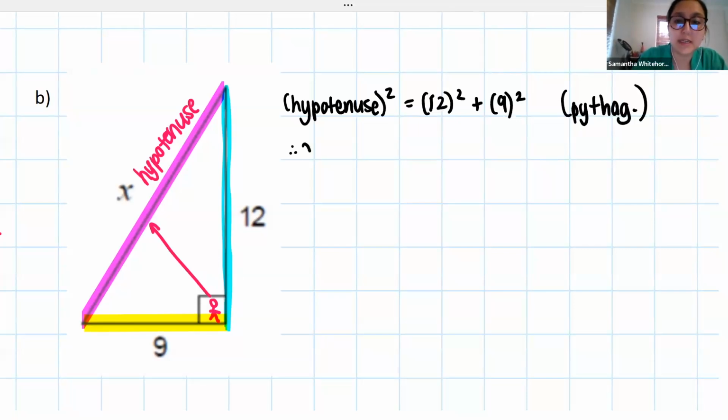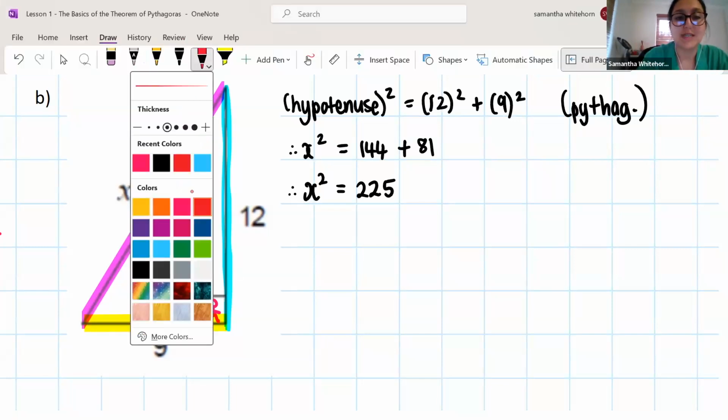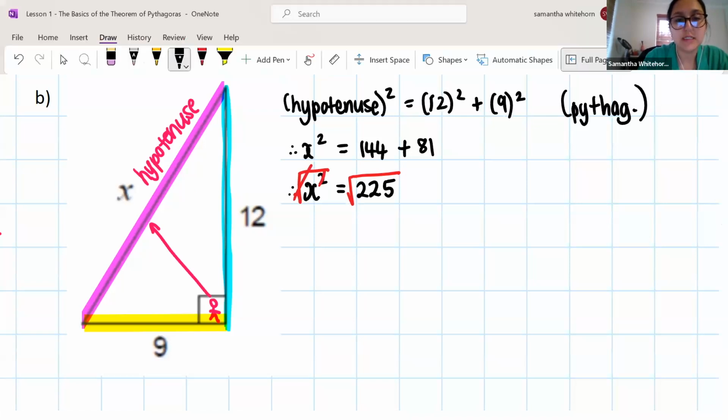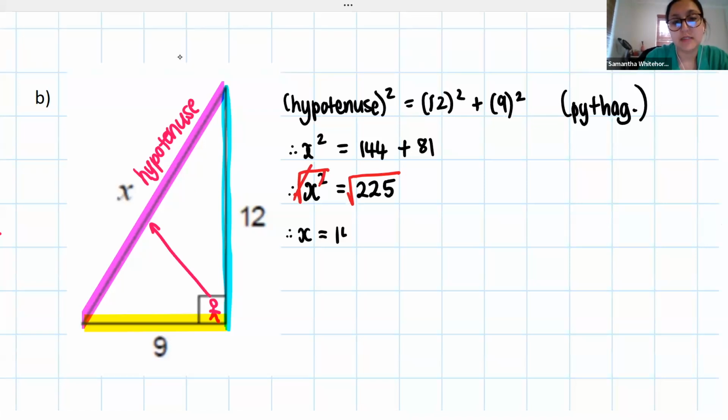Right, so our hypotenuse is X. So X squared is equal to 12 squared, which is 144, plus 9 squared, which is 81. We then add those 2 values together, and we get an answer of 225. So X squared is equal to 225. Now remember, we don't want X squared, we want X. So we need to square root both sides in order to get rid of the squared, leaving us with just the X. And so X is equal to 15.